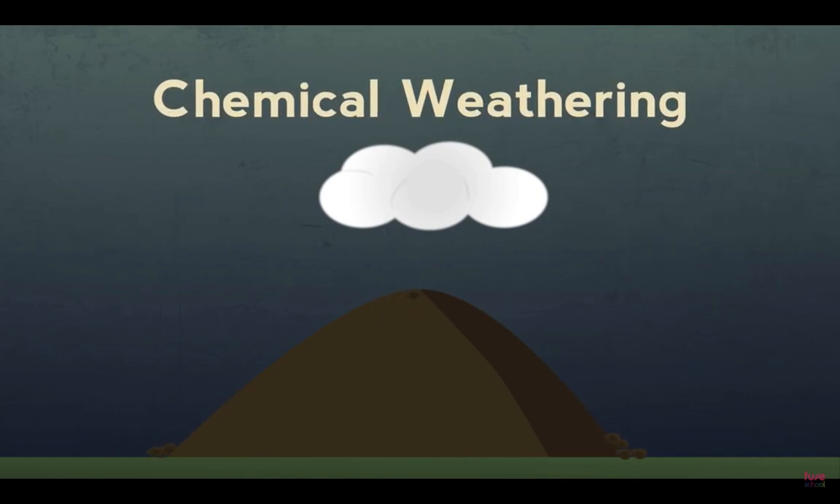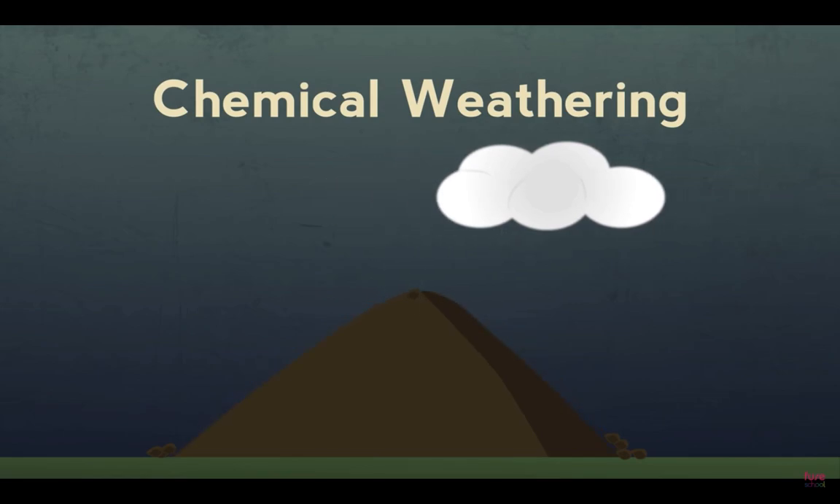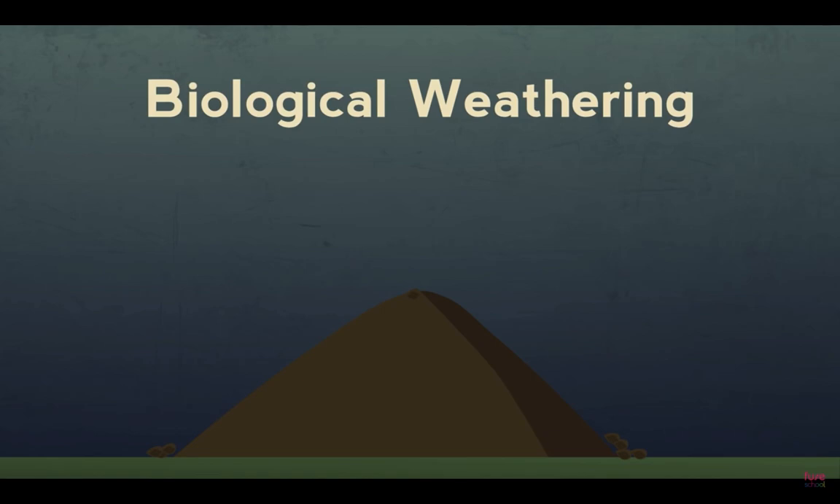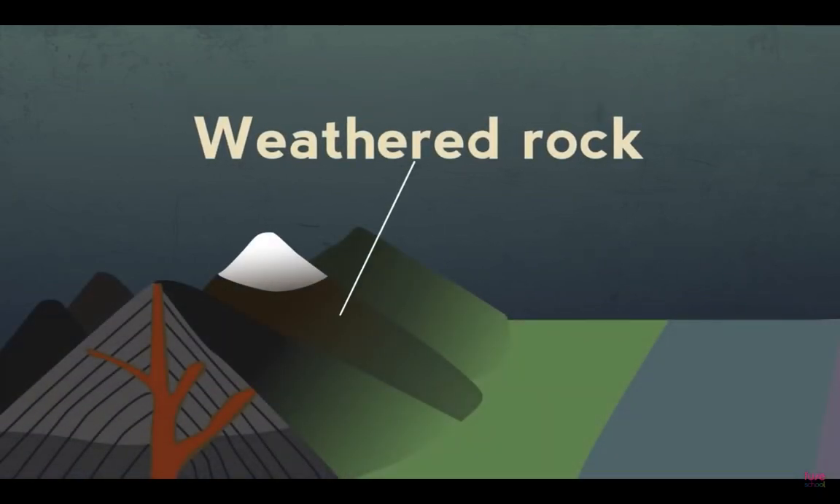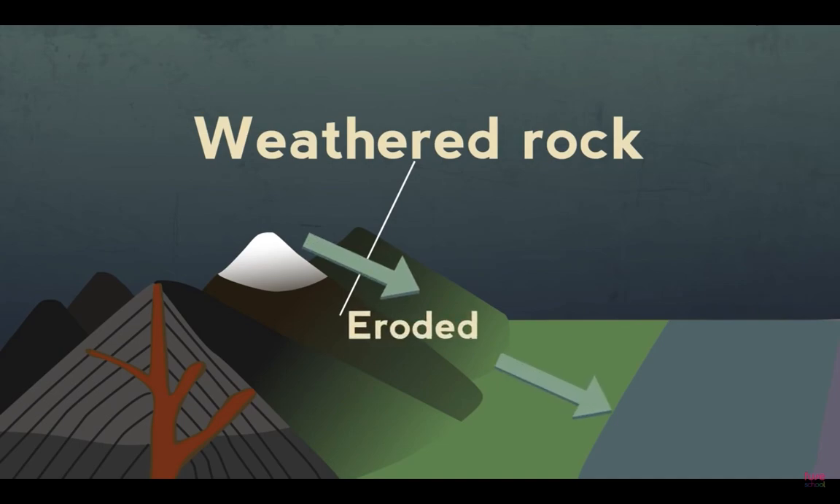Chemical weathering is when rain, which is slightly acidic, dissolves some minerals in the rock. Biological weathering happens as lichens and then the roots of plants grow on the rocks, forcing their grains apart. Weathered rock forms the soil, but it is also eroded. That means transported, either by wind or more usually by water, to the sea.